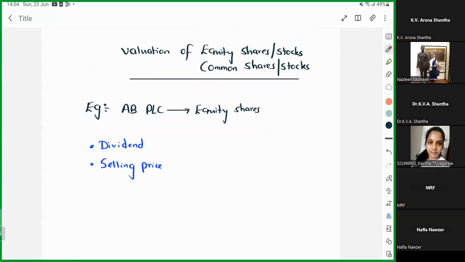Now, how much is next year's dividend? You have to forecast. That's challenging. Right? This is challenging. So for equity shares, cash flows, you have to forecast.